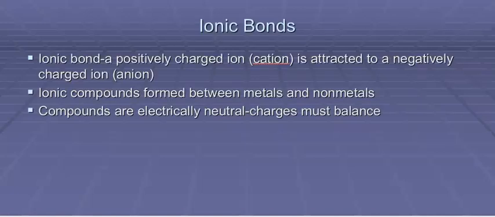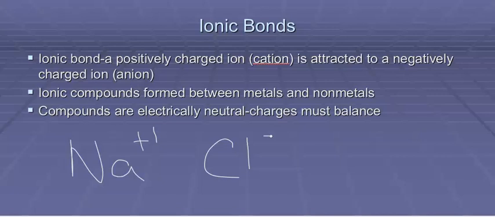An ionic bond is formed when a cation, which is positive, attracts to a negative ion, the anion. So for example, metals tend to be positive. Metals tend to form your cations. So like sodium would be positive, and it's actually a positive one charge. When there's an attraction between a positive and a negative, that forms an ionic bond.